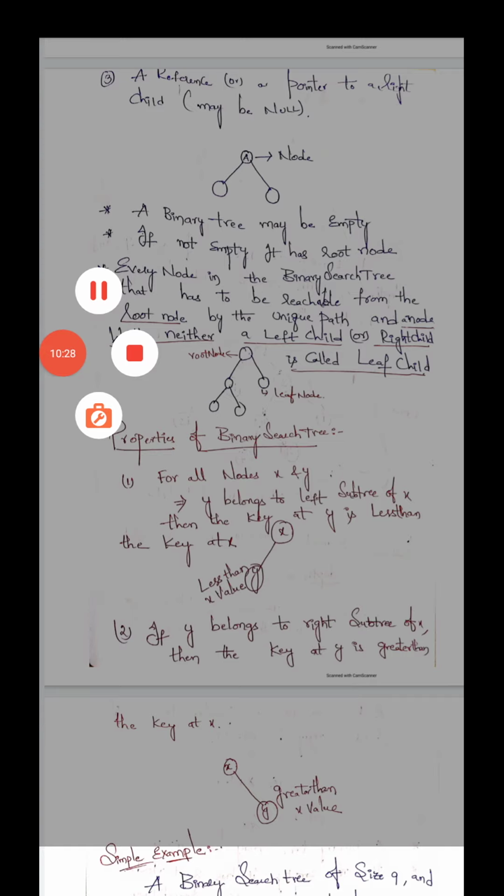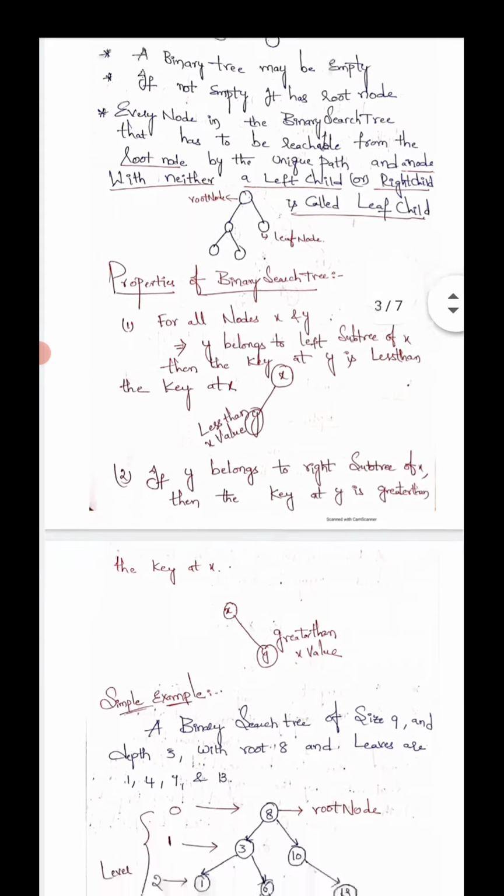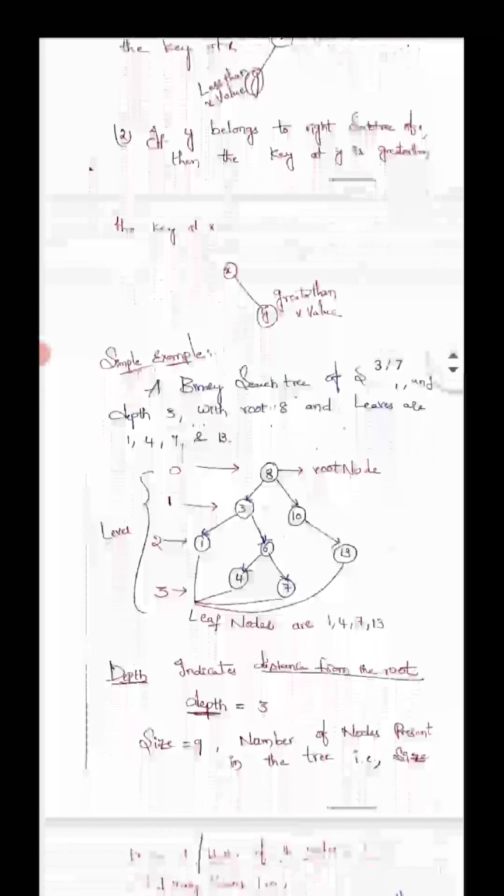Let us consider the first property of a binary search tree, for all nodes x and y. Here look at the diagram. If y belongs to the left subtree of x, then the key at y is less than the key value at x. Coming to the second property, if y belongs to the right subtree of x, then the key at y is greater than the key at x. Let us consider a simple example in this manner.